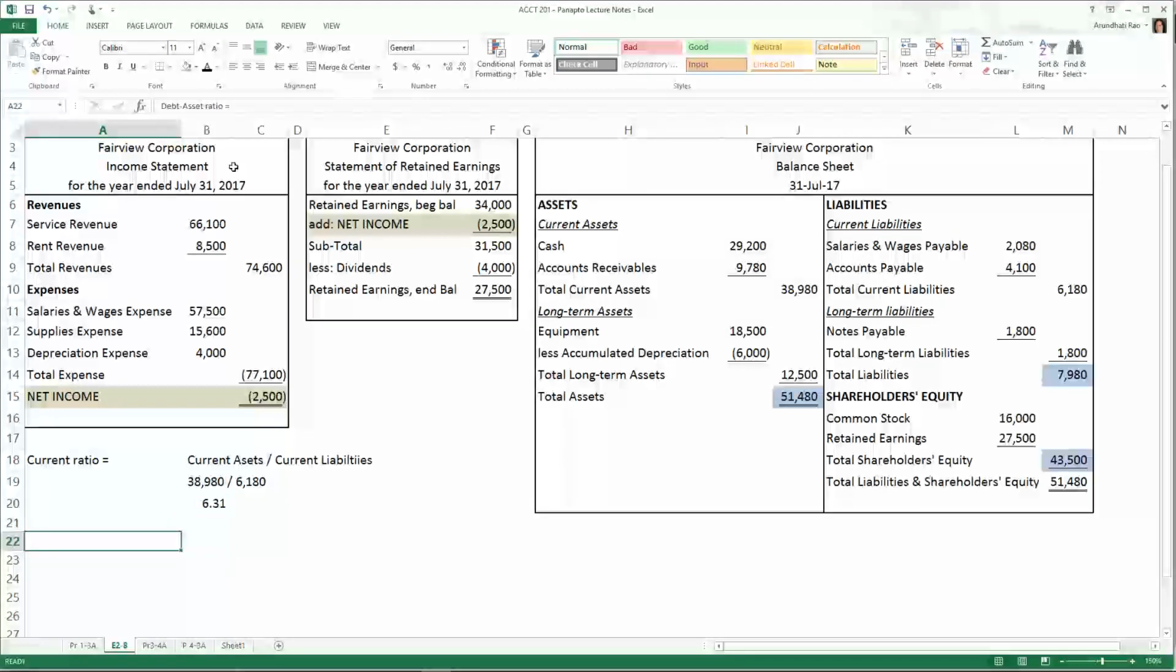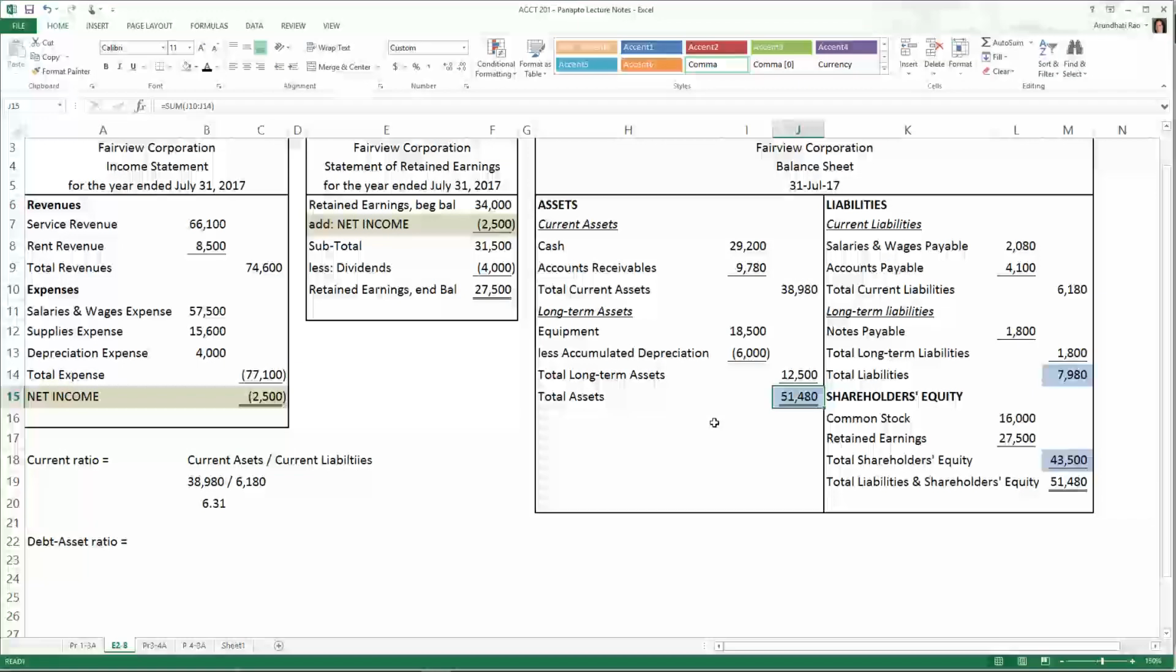So let's look at another ratio that they've asked us to do, the debt to asset ratio. Basically, of these total assets that you have, 51,480, how much of that do the owners have a claim against? How much of it do the creditors have a claim against? So your creditors are your liabilities. We're looking at total debt divided by total assets.